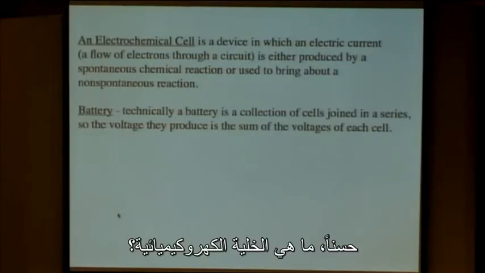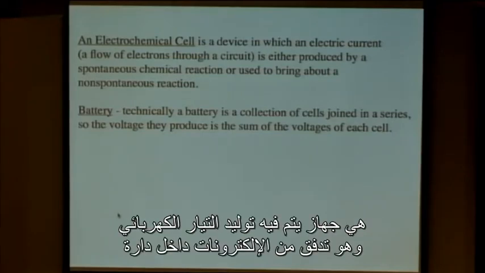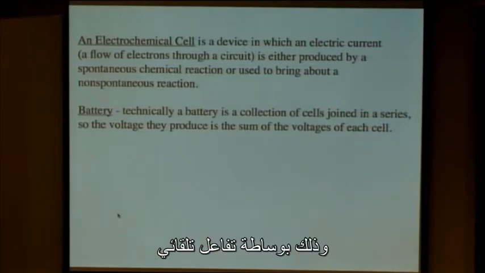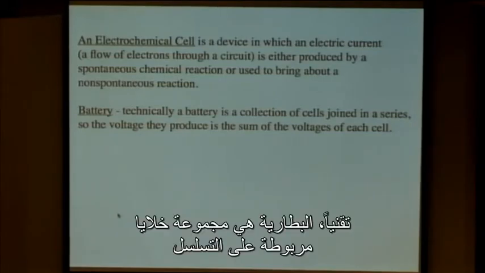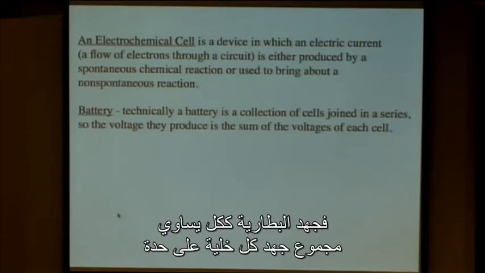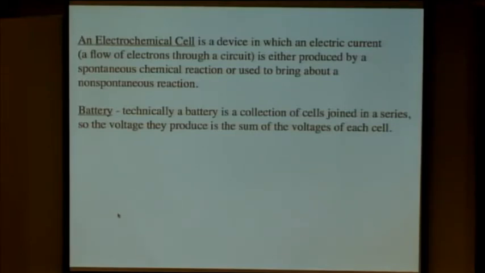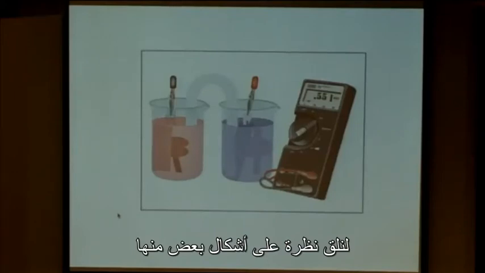All right, so what is an electrochemical cell? It's any device in which electric current, which is a flow of electrons through a circuit, is either produced by a spontaneous reaction or used to bring about a non-spontaneous reaction. And so a battery is technically a collection of cells in a series, so that the battery has the sum of the voltages of each cell. So let's take a look at what some of these might look like.